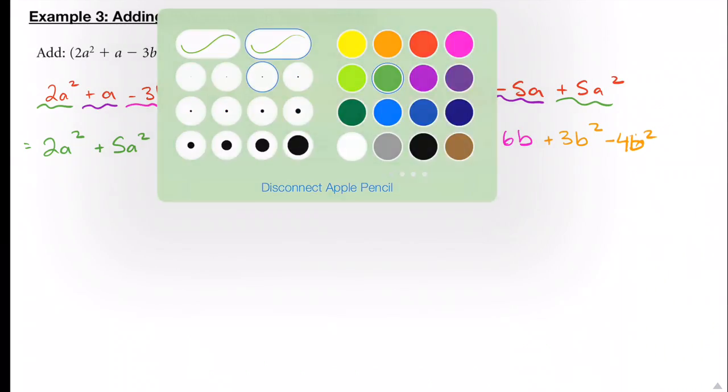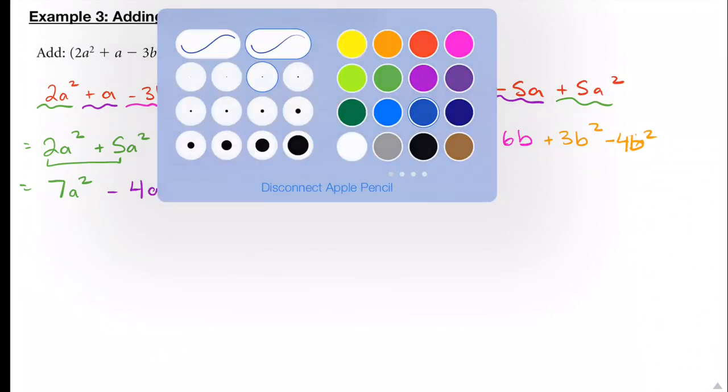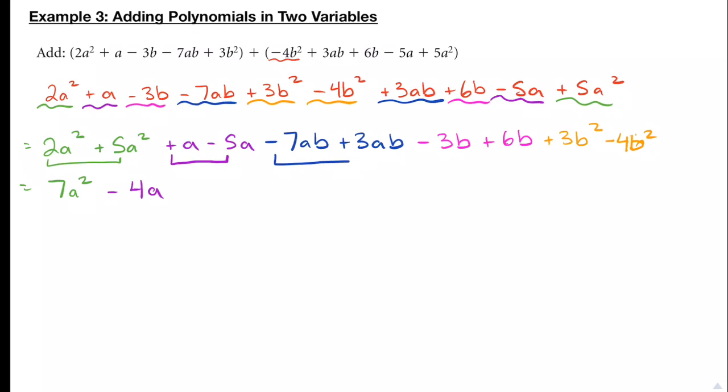So now all I'm going to do is combine my coefficients. So 2 plus 5 is 7, and these are the a squared, so I just keep the a squared there. For my a's, I have plus 1a minus 5, so plus 1 minus 5 is minus 4a. And here I have minus 7 plus 3, which is minus 4ab.